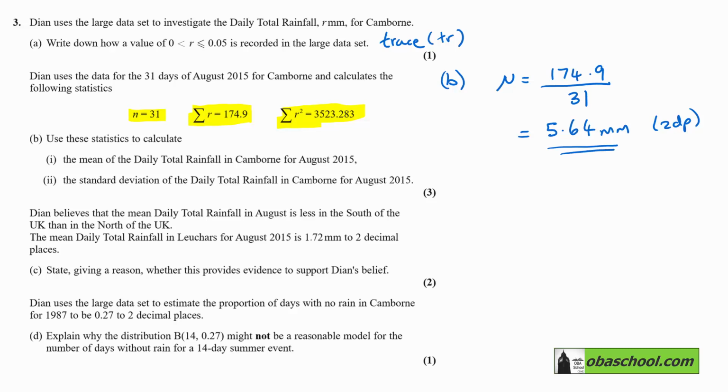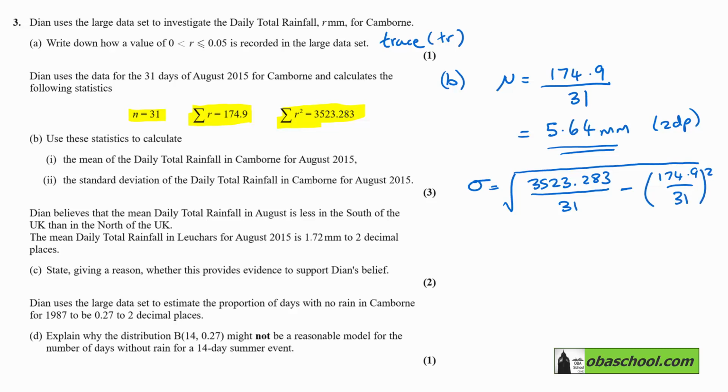And then we want the standard deviation. So that is going to be the square root of 3523.283 divided by 31, take away the mean squared, but I'm going to use the 174.9 over 31 so that I don't use the rounded figure. And calculating that gives us 9.05 millimeters, again giving that answer to 2 decimal places.